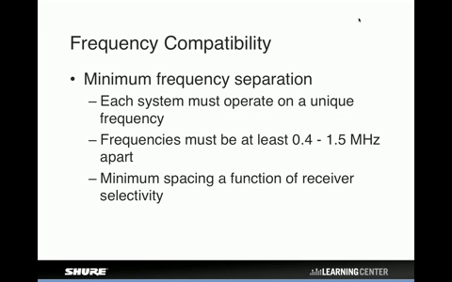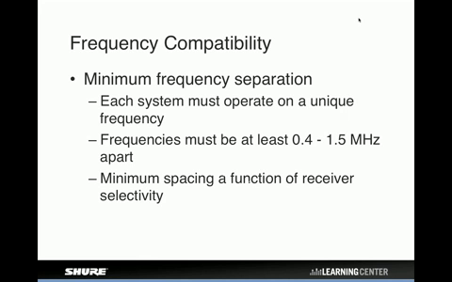Dealing first with minimum frequency separation. Of course, as I said earlier, every frequency needs to be unique and you can't have two transmitters on the same frequency, but they also need to be spaced some distance apart. In other words, there's such a thing as being too close together. Unfortunately, there's not one number that applies no matter which wireless microphone systems you happen to be using.